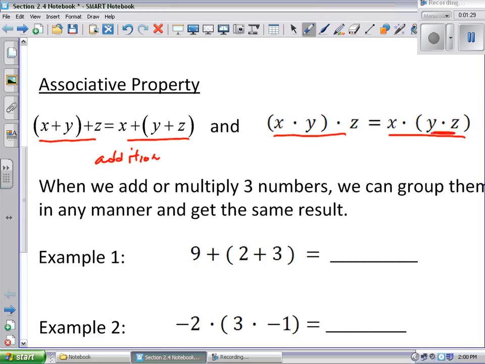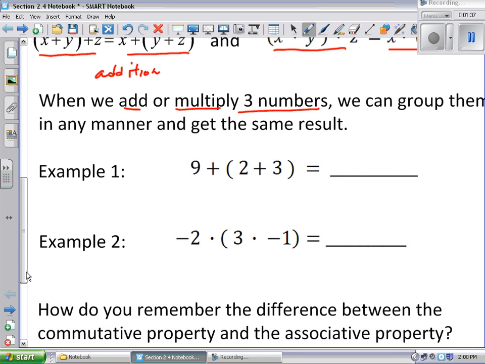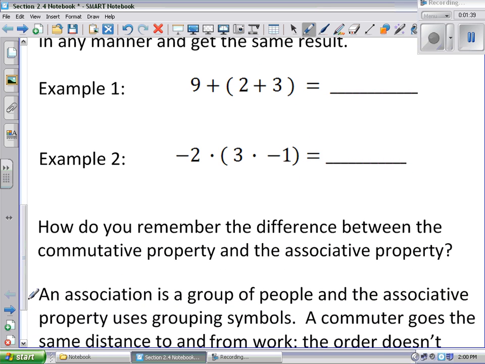When we add or multiply three numbers, we can group them in any manner we want to and get the same result. Example 1. (9 plus 2) plus 3 is the same as 9 plus (2 plus 3). When we're multiplying, (negative 2 times 3) times negative 1 is the same as negative 2 times (3 times negative 1).